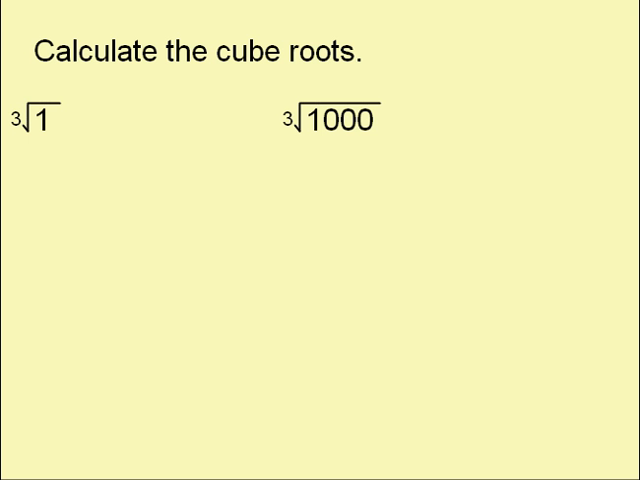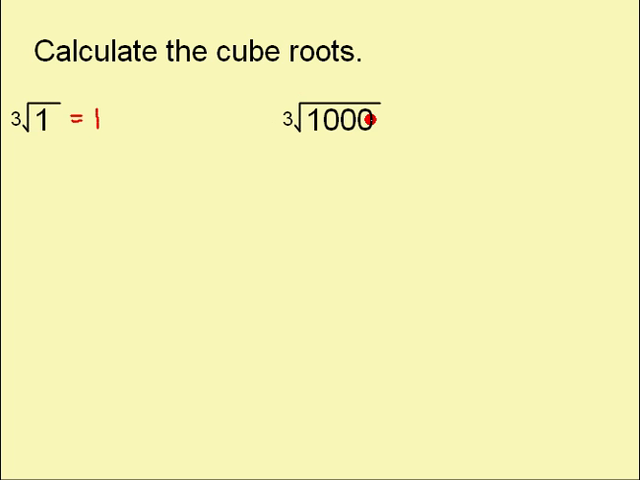We can also calculate the cube root of a number. The cube root sign looks like this. This is asking me to find the cube root of 1. So I need to know what number I multiplied by itself 3 times to get 1. And that is going to be 1.